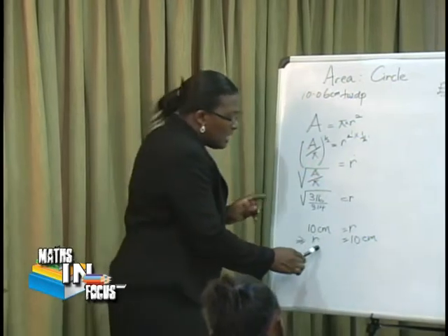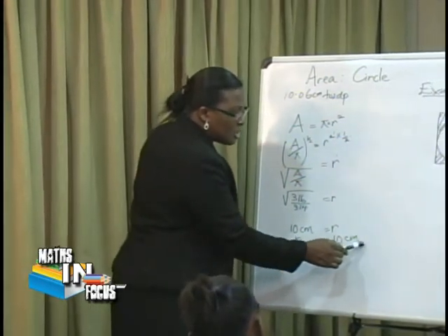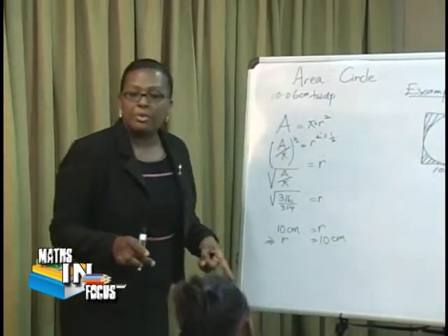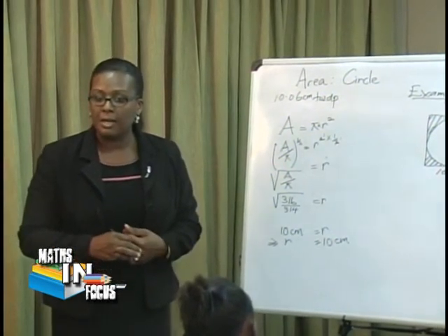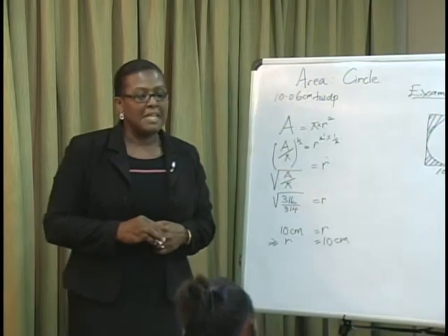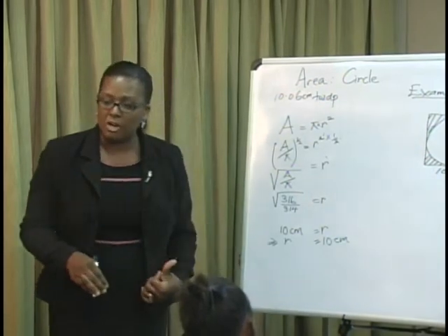Now, if you notice, r here is just cm. We're finding a length. We're not finding the surface, the size of a surface. Okay? Good. Now that is what area of circle entails.